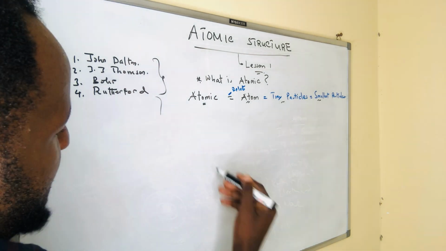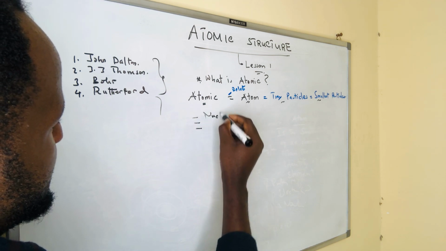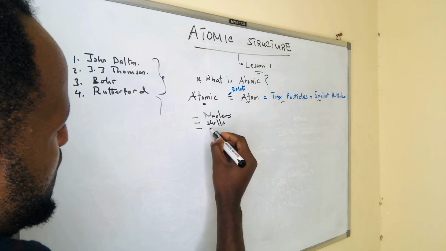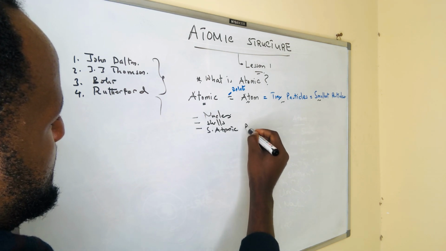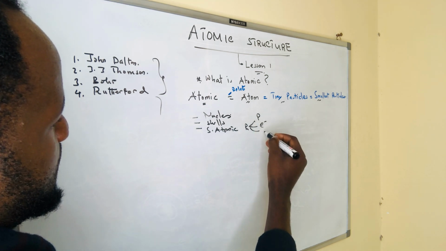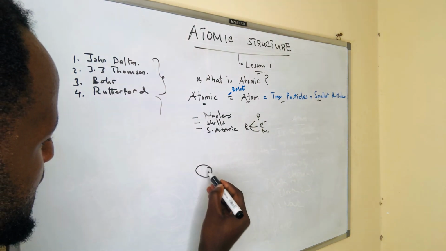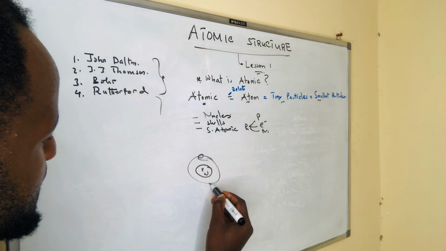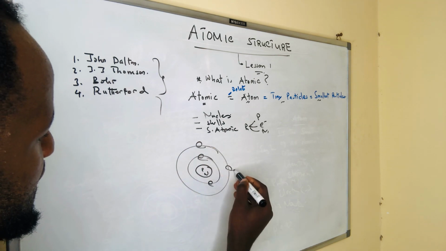So kwa hiyo structure ya atom tumesema inakuwa made na vitu vitatu, which is nucleus, shells and subatomic particles. Subatomic particles which represent protons, electrons and neutrons. Kwa hiyo ukichora, you will start to draw the nucleus ambayo inaweka protons and the neutrons. Inayofuata it is electrons, lakini pia shell inayofuata it is what? Electrons.